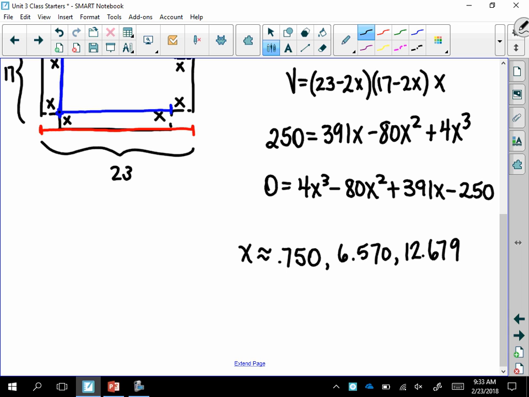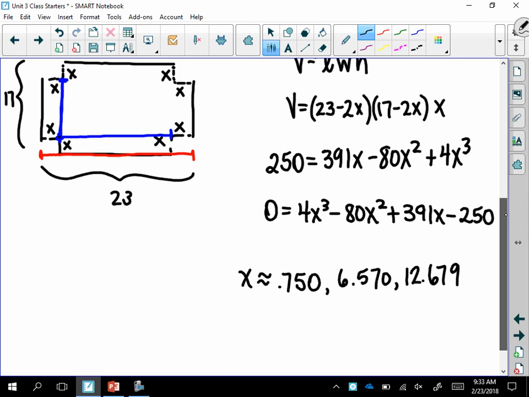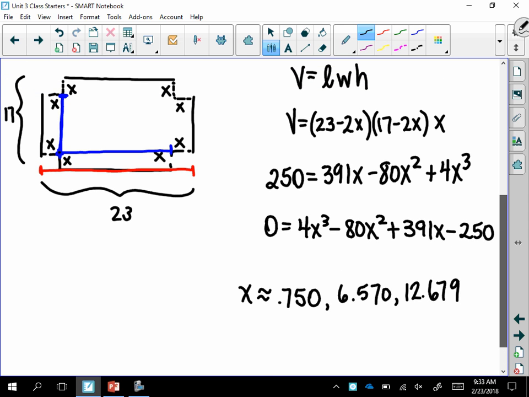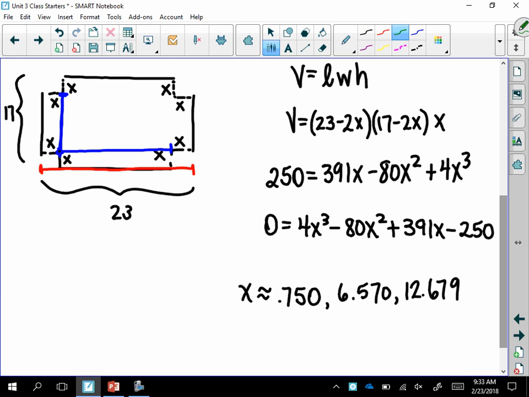Which one? The 12.679. Wow, what's wrong with that? Remember, we're cutting in on both sides, right? That value of x. Can you cut in 12 inches this way and 12 inches that way? Now, what's going to happen? You have to cut the whole side off, right? And the same thing would happen if you try to do 12.679 on the length. So that's not going to work.